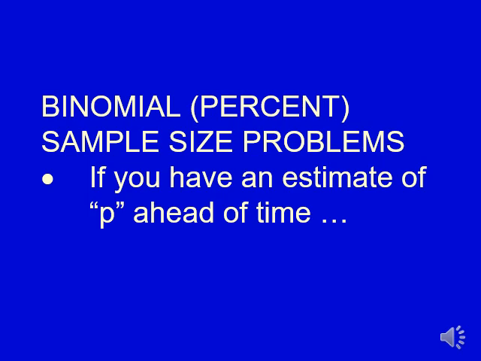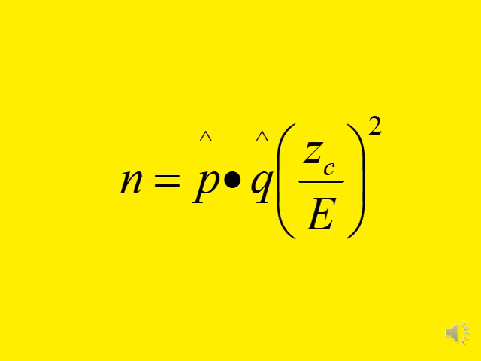There's another formula that we'll use if we're trying to estimate percents or proportions, what we call binomial estimates. So the basic formula looks like this. And on the previous screen it said if you have an estimate of P ahead of time. P is the percent that have the kind of characteristic you want.